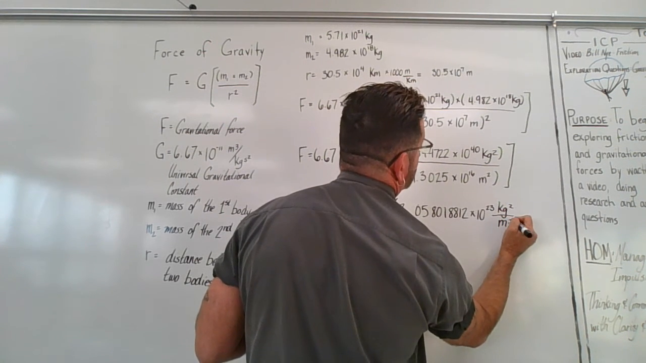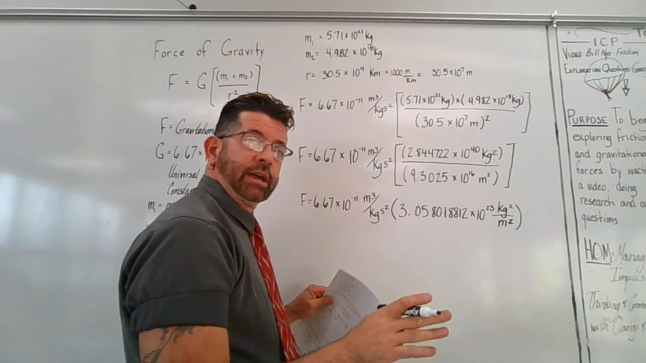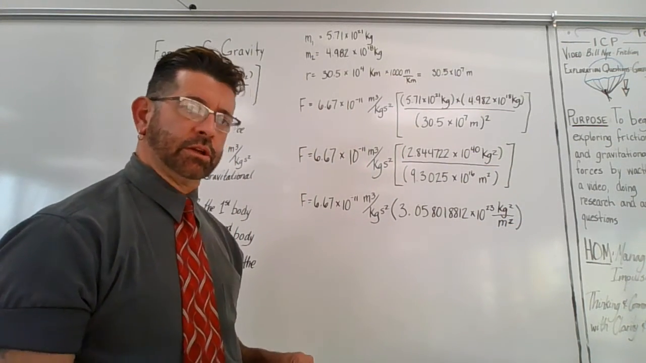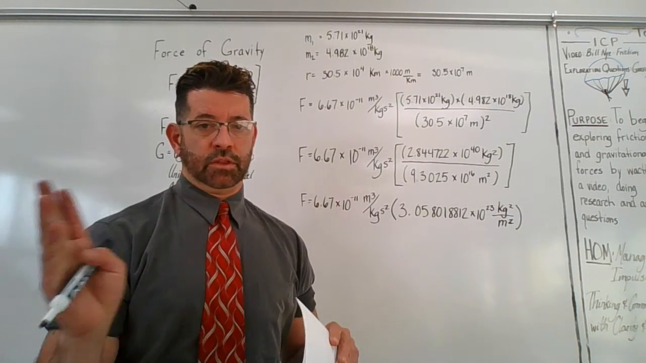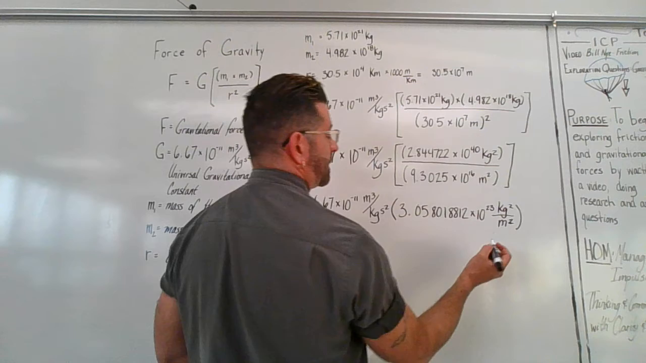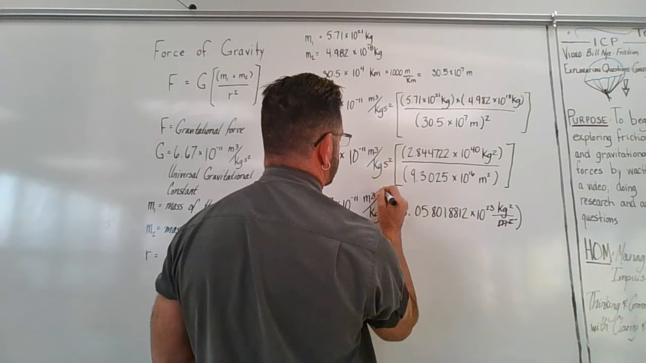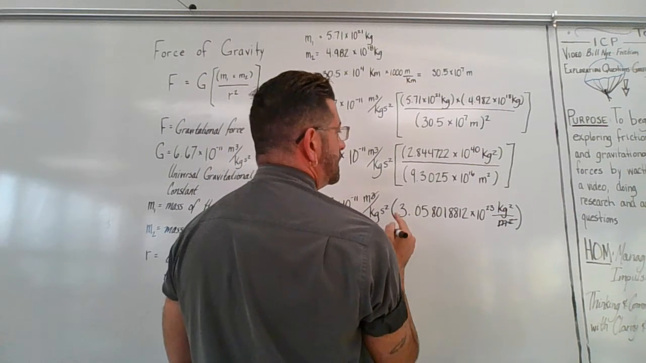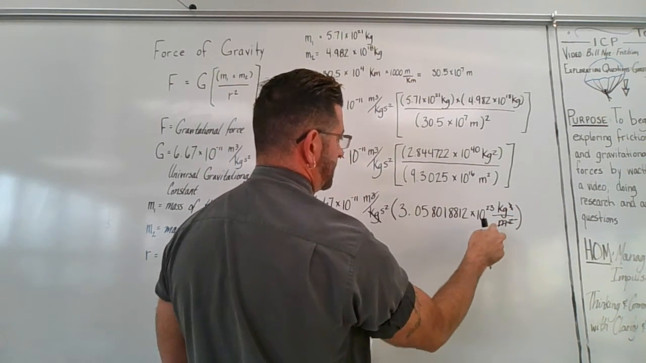My bad. Meters squared. Now, at this point, I would want to start to cancel some of my units out to make sure I'm getting the right unit. Odds are 99% of the time, if you've got the right unit, you've got the right answer. So we have meters by meters here, and they cancel two of these, leaving us with 1 meter. We have 1 kilogram here. It takes out one of these, so we're left with 1 kilogram.